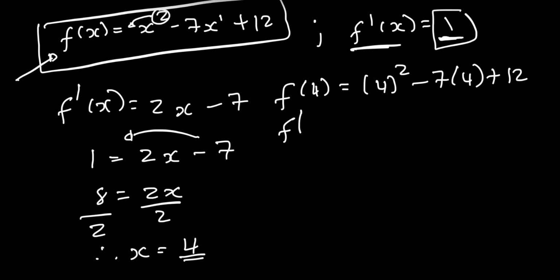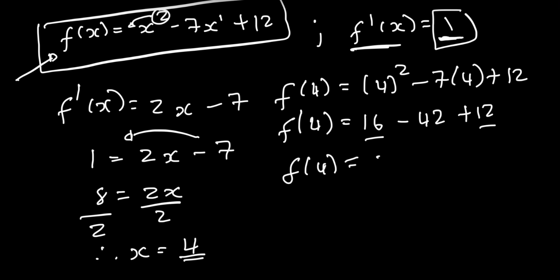So now if you want to find the value of y, where x is 4, we'll say 4 squared, that is going to be 16. And then 7 multiplied by 4, and that is going to be negative 42. And then that is going to be plus 12. So now 16 plus 12, that is going to be 28. So we're going to have 28 minus 42. So if we say 28 minus 42, we are going to get that the answer is negative 14.